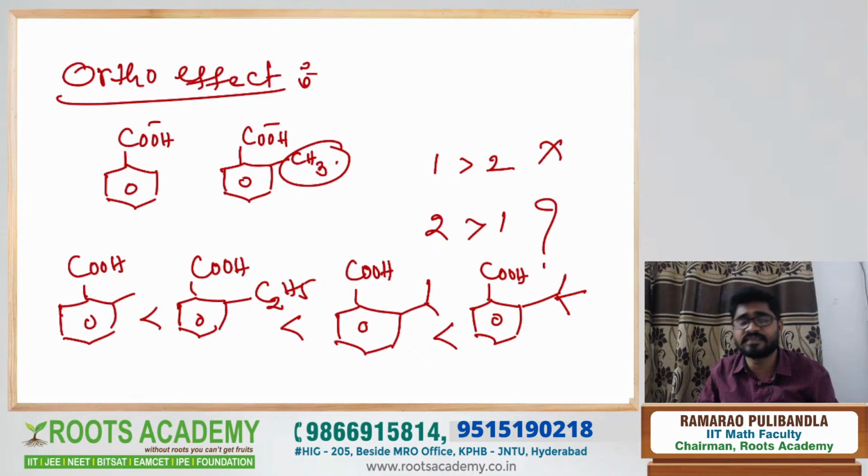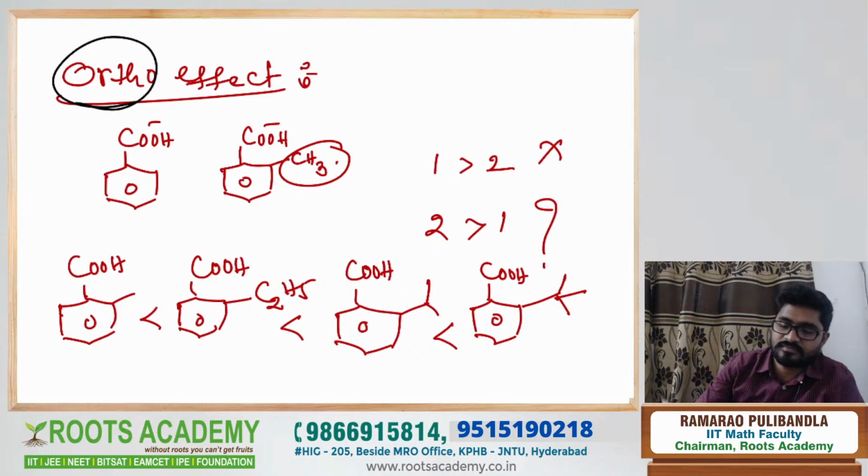Even 2 is greater than 1, 3 is greater than that, then 4. Here also the concept is reversed. Why is it like that? Exactly what is happening in that? That is what effect it is.